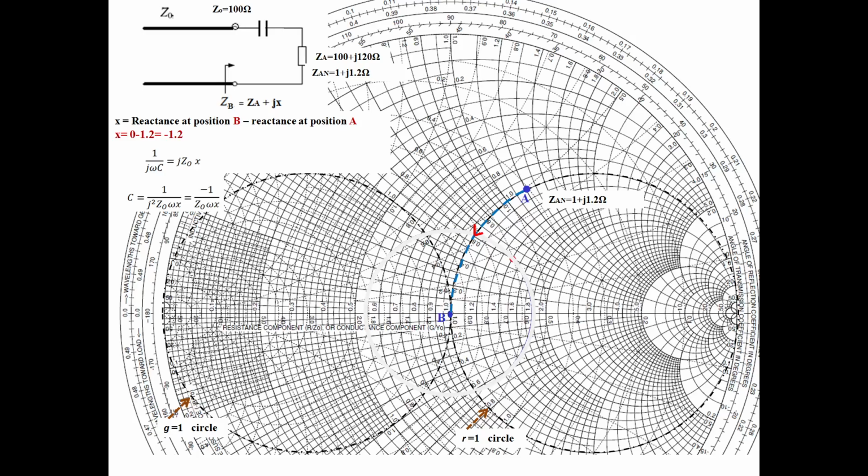Next we will see, you have to identify on which circle we are supposed to move. For example, our load point is here.